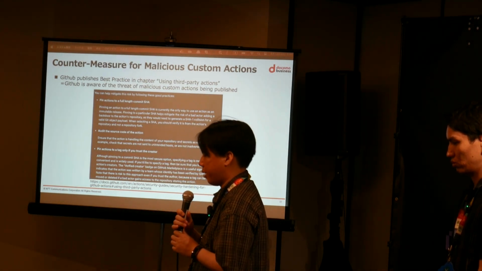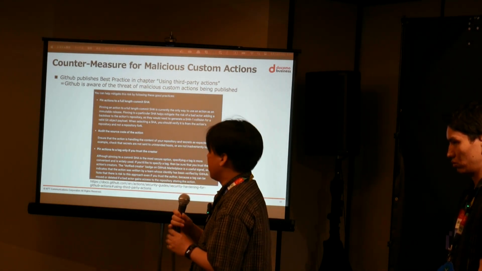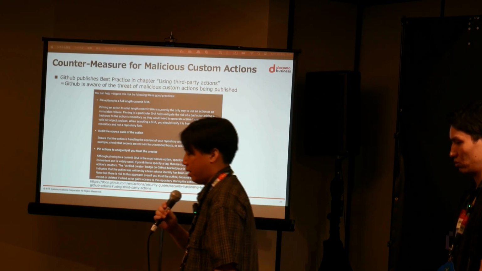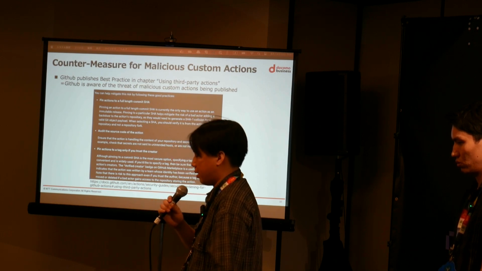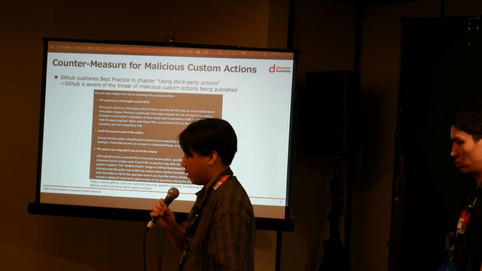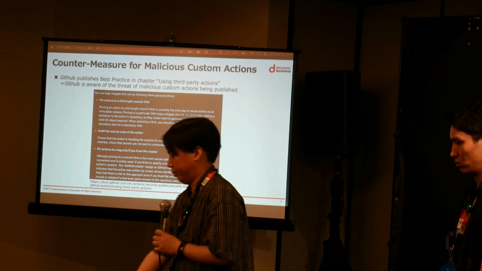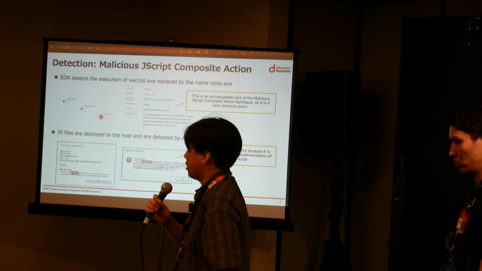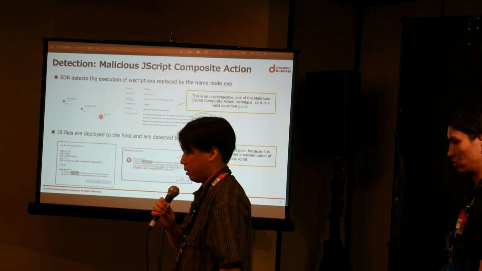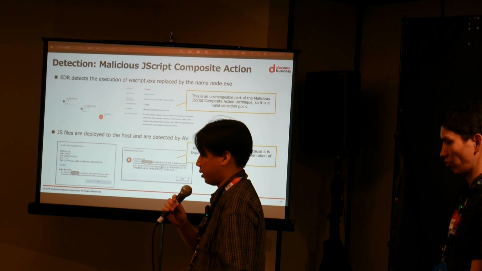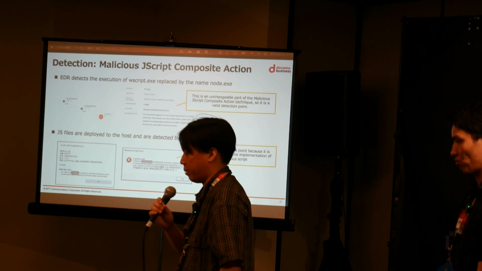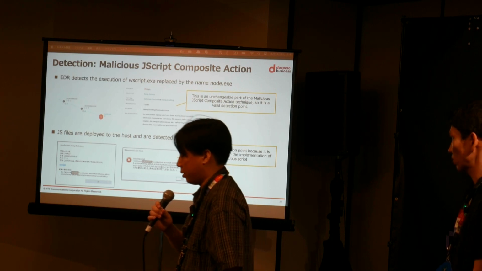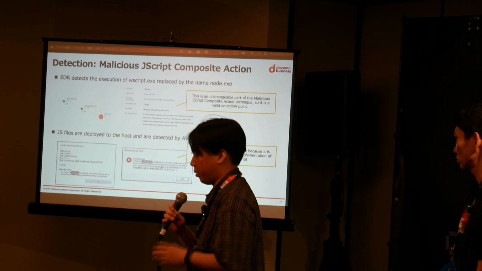Next, let's consider how to protect against it. GitHub recognizes these attacks as a threat and publishes best practices. Basically, it says that it is important to audit the code and the creators. Of course, it can be detected by security solutions like EDR or antivirus. A malicious JavaScript composite action is detected by EDR for defense evasion via masquerading. This is an unchangeable part of this technique, so it is a good detection point.